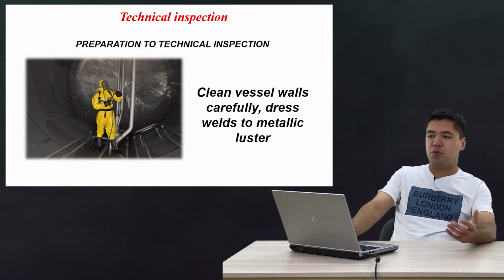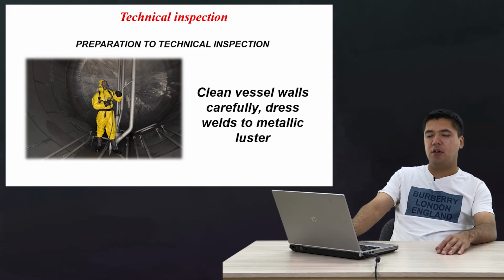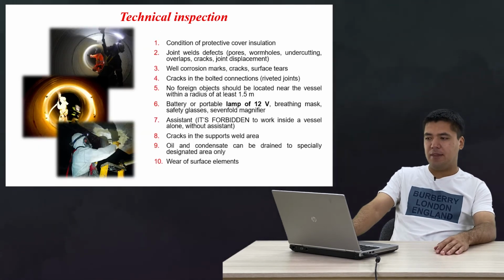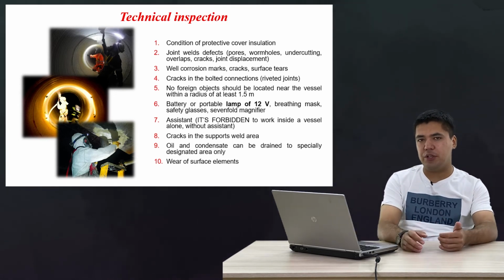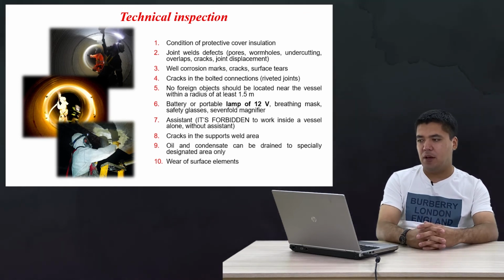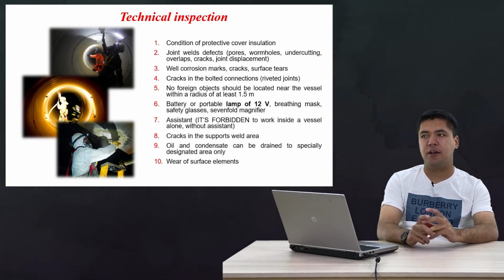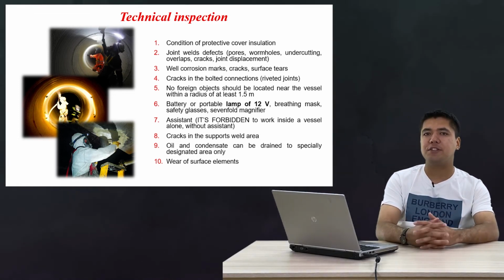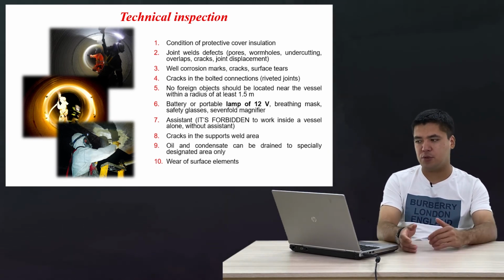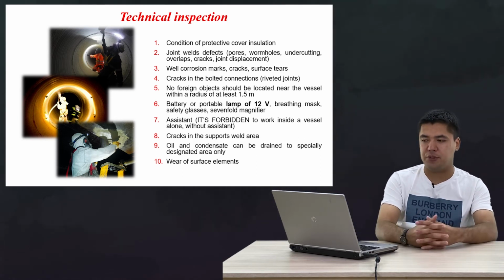And also during the inspection, what do we need to know? Before providing inspection, we need to clean and remove all coating materials from pressure devices. And the next one, as I mentioned, we need to remove all insulation or protective materials like coat or paint. Then we do the technical inspection in order to identify any cracks or defects in the welding seams and joints. Also, we need to know if there are corrosion marks, cracks, surface tears, or pores, for example.